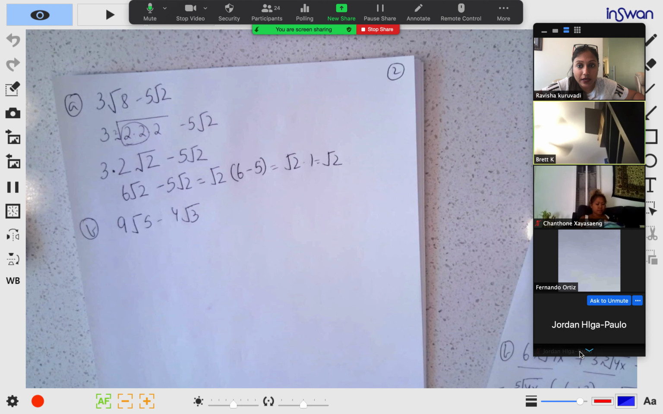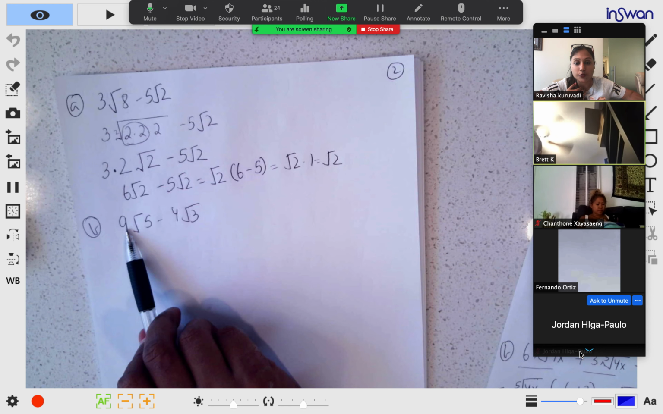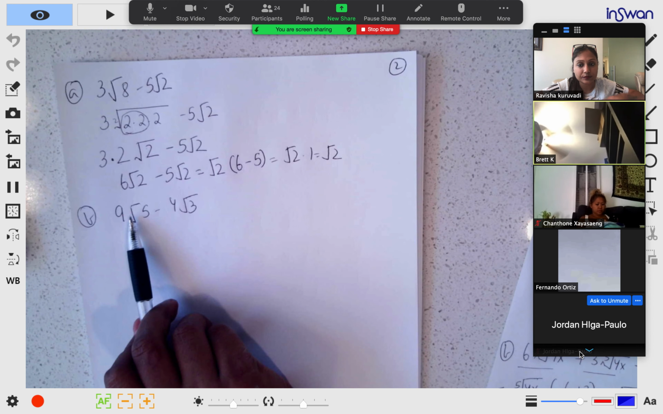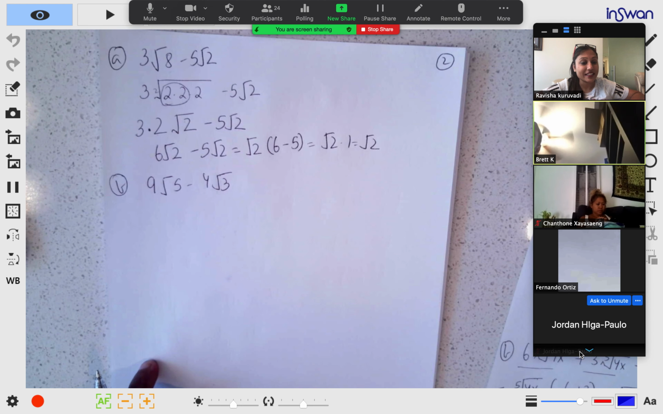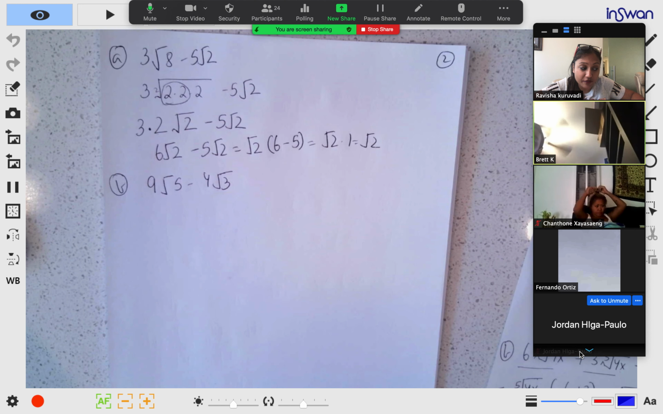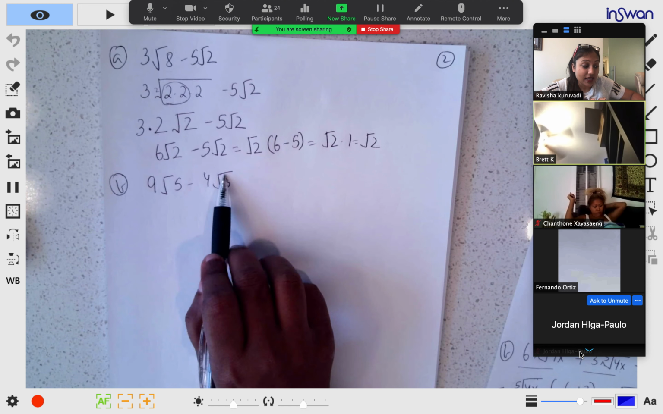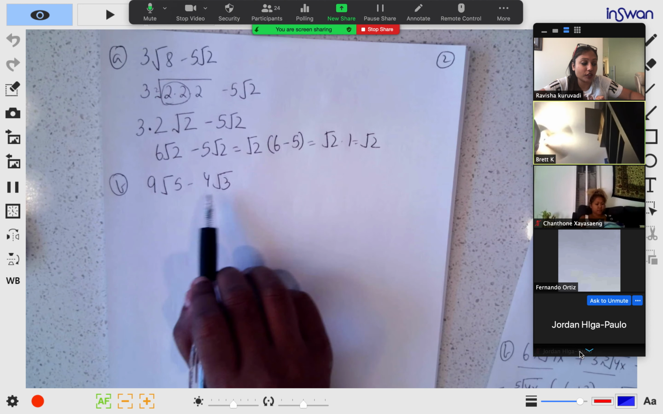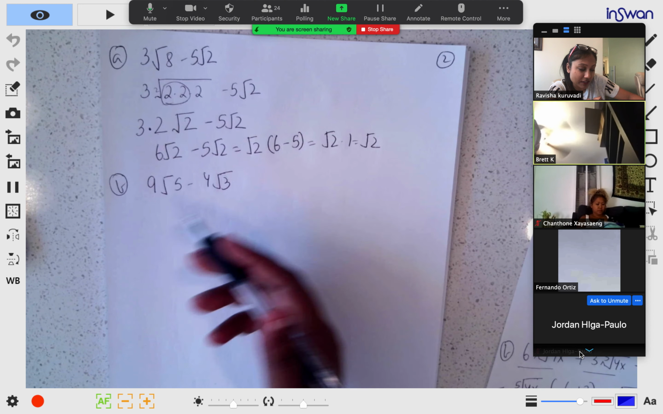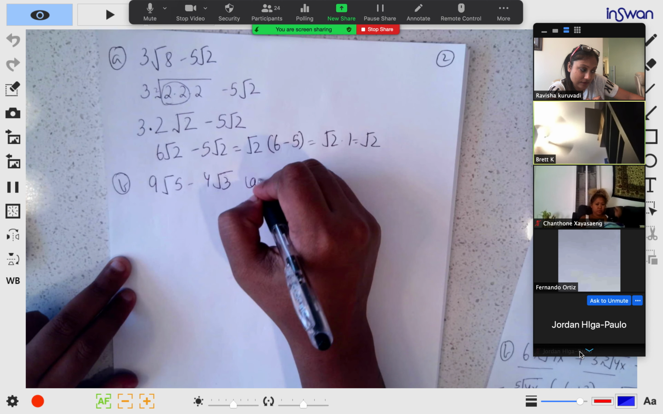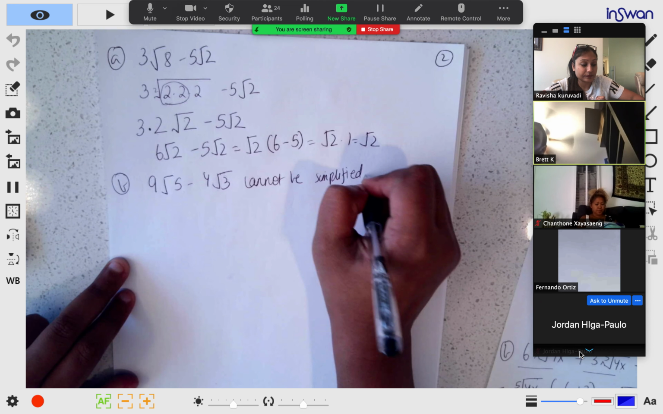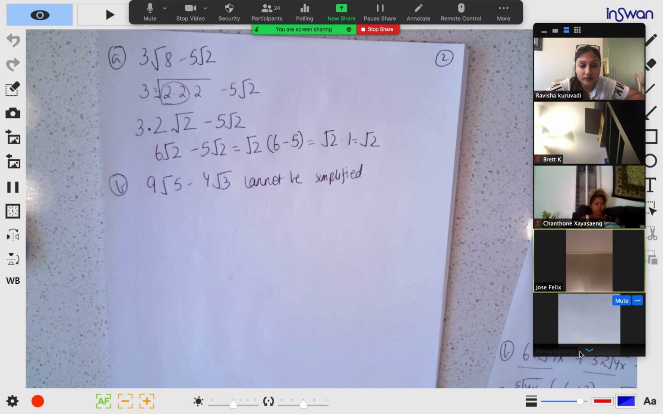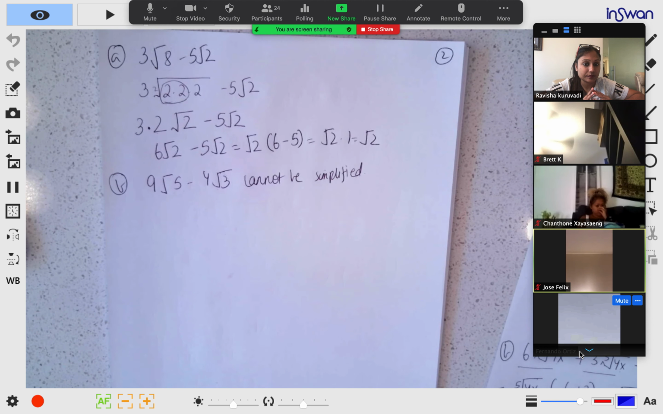So you need to combine this. 9 root 5 minus 4 root 3. How do you simplify this? I don't think you can. Exactly, that's true. You cannot, because root 5 you cannot simplify further, root 3 you cannot simplify further, and since they are not the same, there's nothing common between both of these, so it cannot be simplified. If you cannot simplify, you cannot simplify. Very good. For the answer, would we write cannot be simplified or just no solution? No, cannot be simplified. The solution is itself.